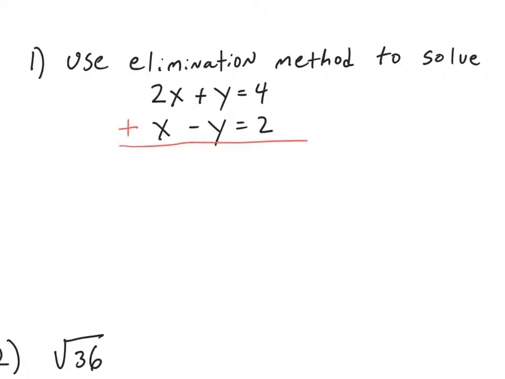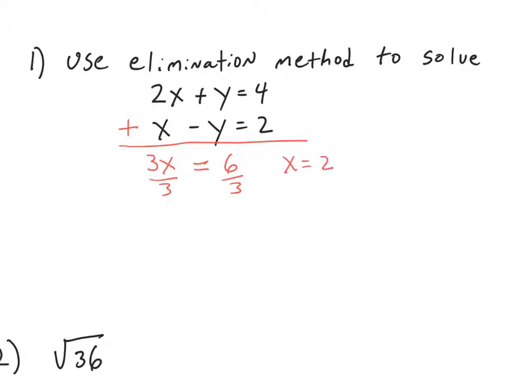So let's do 2x plus 1x, we'll get 3x. And then y plus negative y is 0. And then 4 plus 2 is 6. So we'll get 3x is equal to 6. And notice how the y is gone. So this is easy enough to solve. We're just going to divide both sides by 3. And we'll get the answer for x, which is 2.